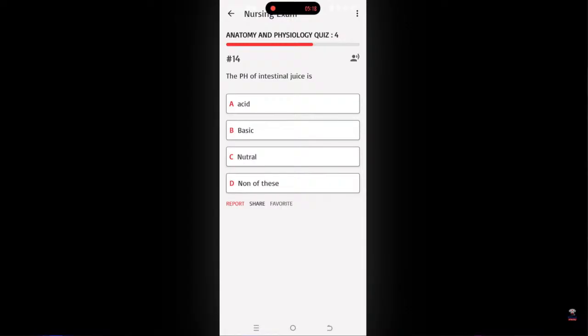The pH of intestinal juice is A. Acid, B. Basic, C. Neutral, D. None of these.